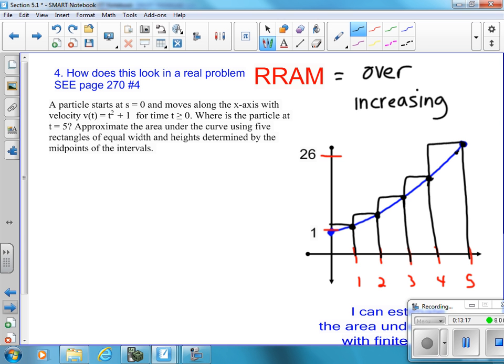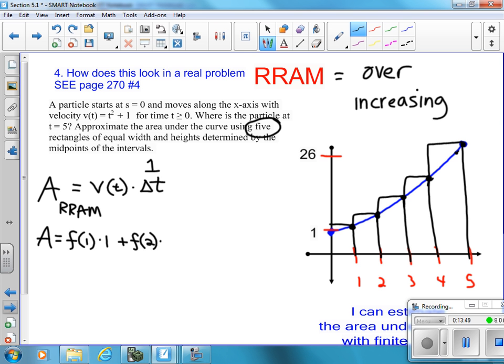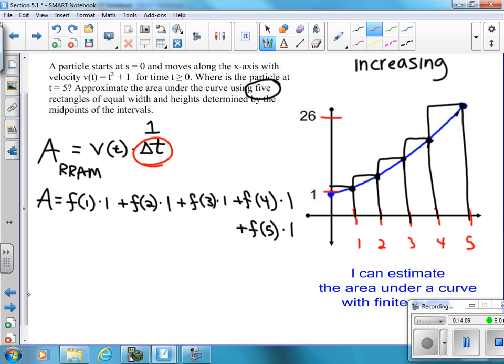All right, the function is the same, t squared plus 1, but our points are different. So the area for right RAM equals the velocity curve times the change in time. Change in time, again, is always 1 because it asks us to do 5 intervals again. So each of our intervals equals 1. Okay, so area is the function at 1 times 1 plus the function at 2 times 1 plus the function at 3 times 1 plus the function at 4 times 1 plus the last rectangle is the function at 5 times 1. It might look a little redundant that I'm writing 1 every time, but your interval is not always equal to 1. It can be something else, which you will see.